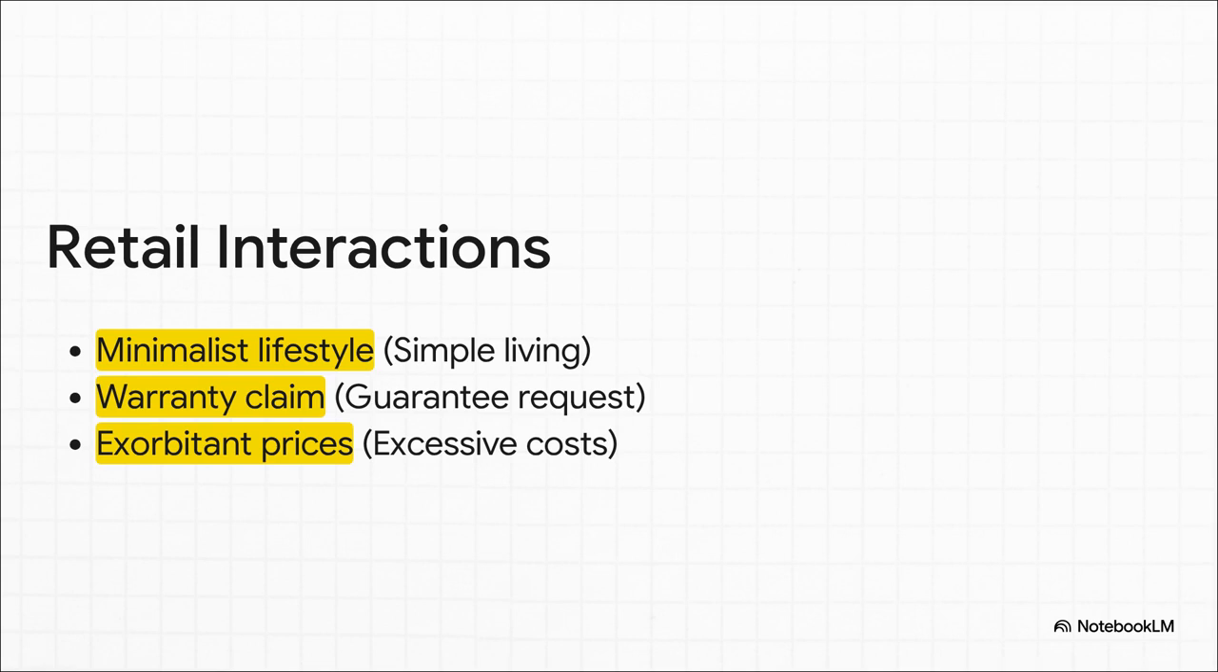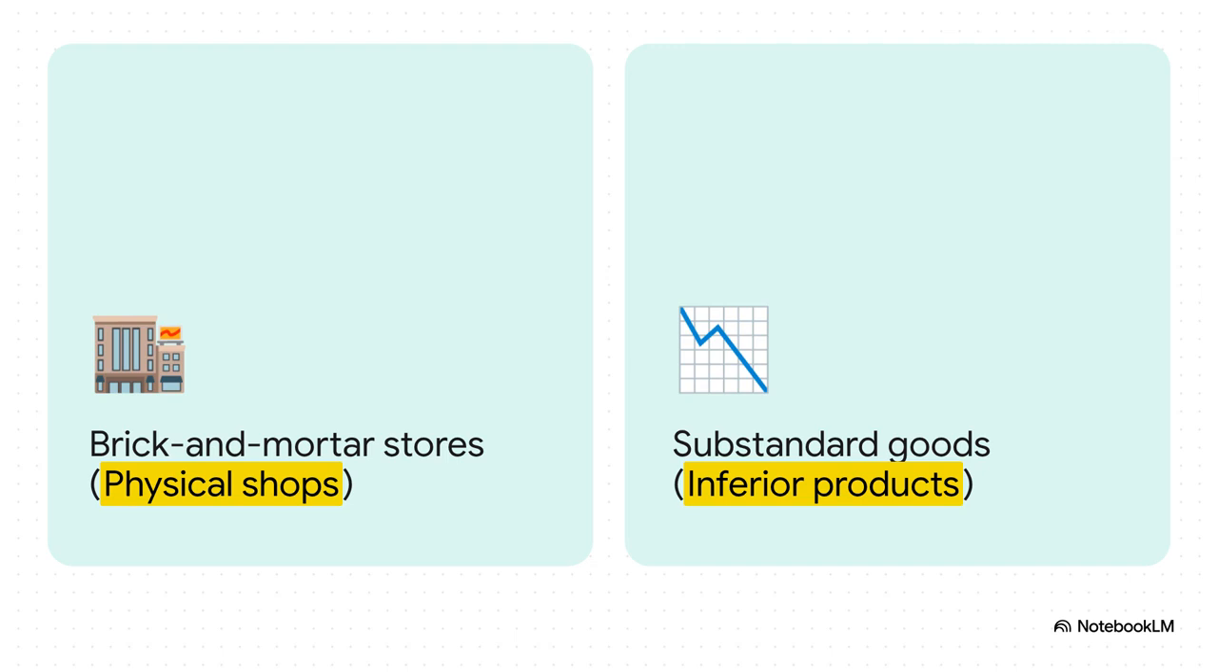Exorbitant prices. 过高的价格. Use this when you are complaining in Writing Task 2. Canadians are subjected to exorbitant prices for telecom and internet services. Now, what's really interesting about this next slide is how it captures the changing Canadian retail landscape.